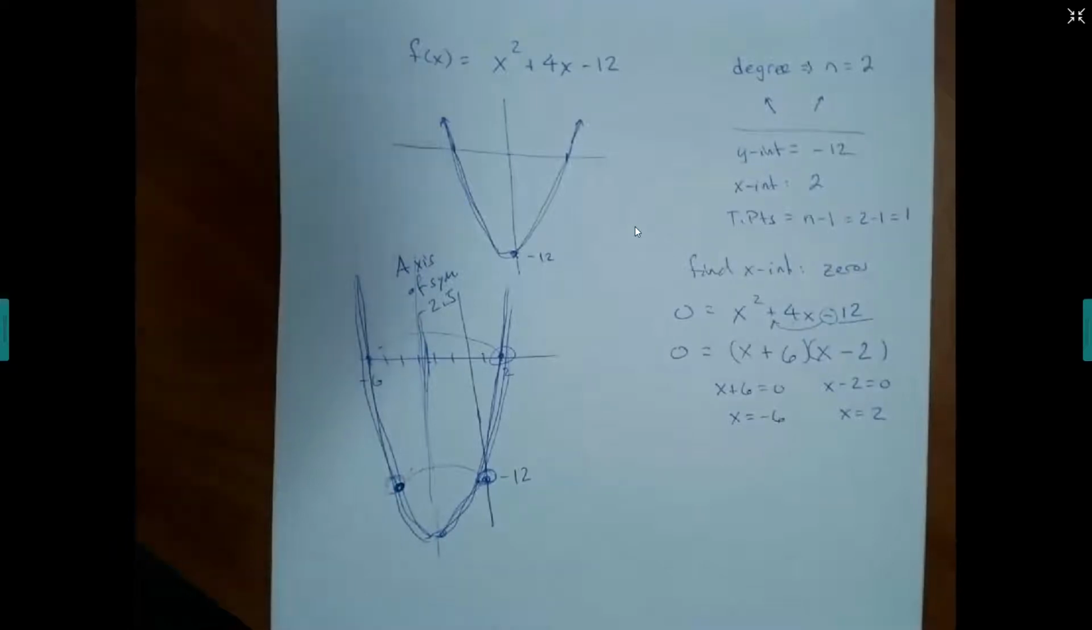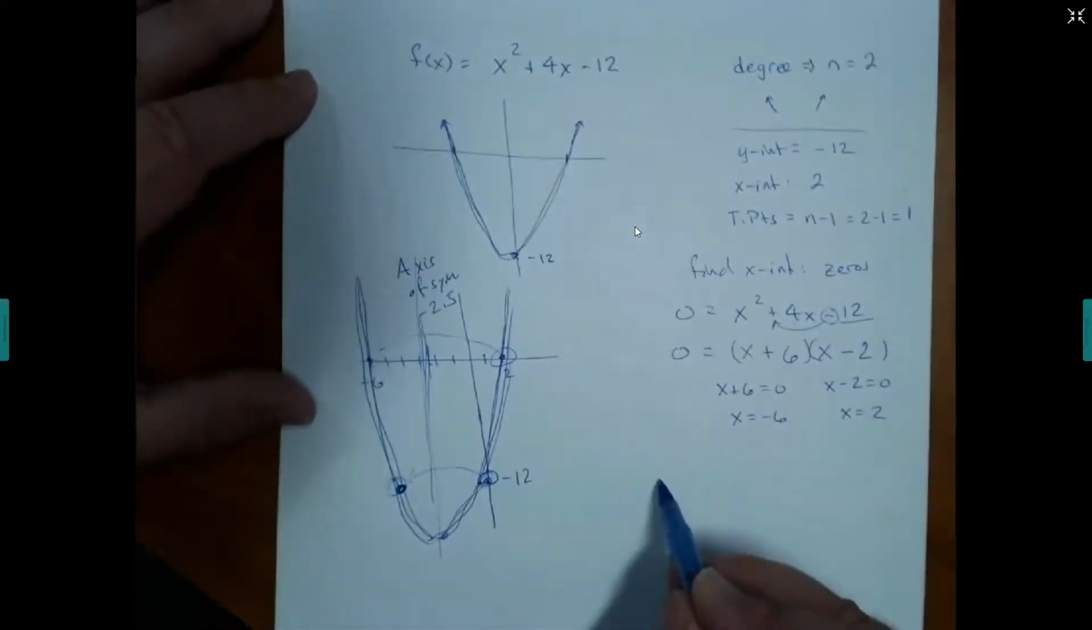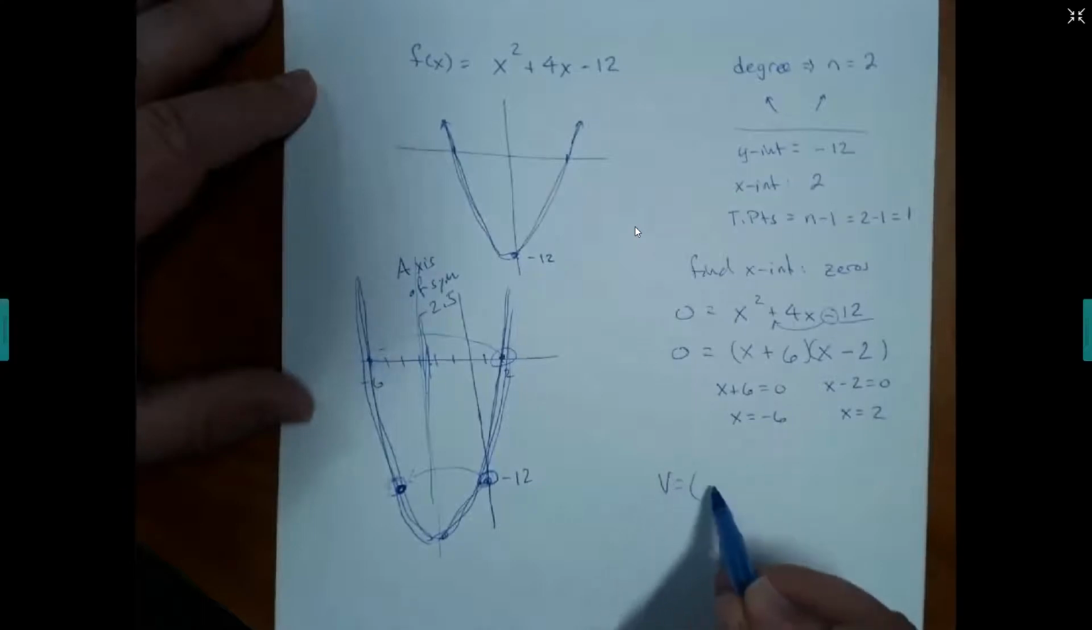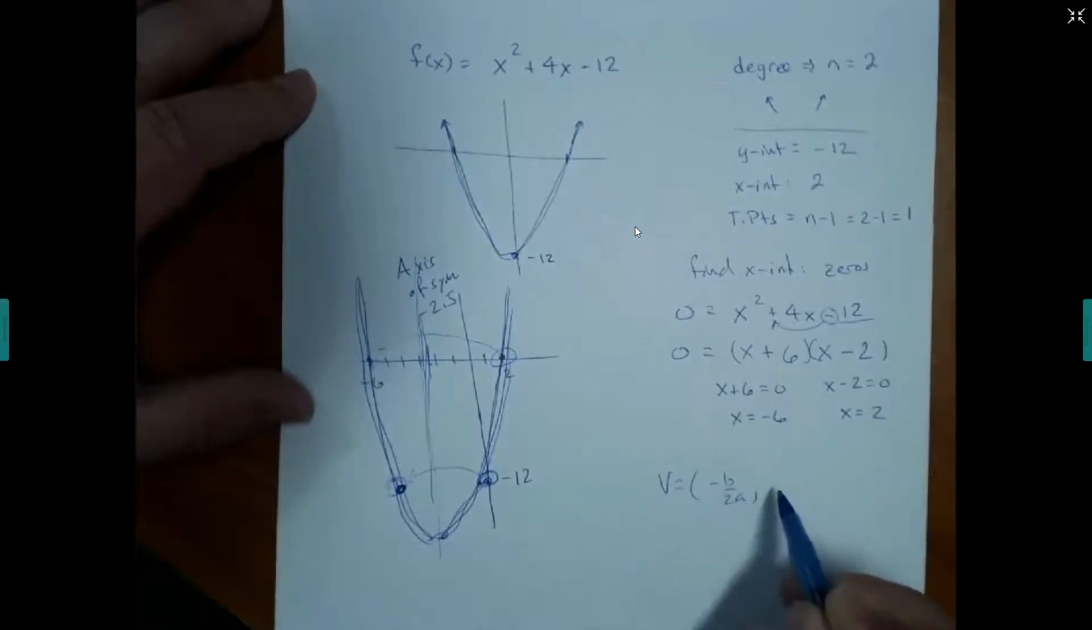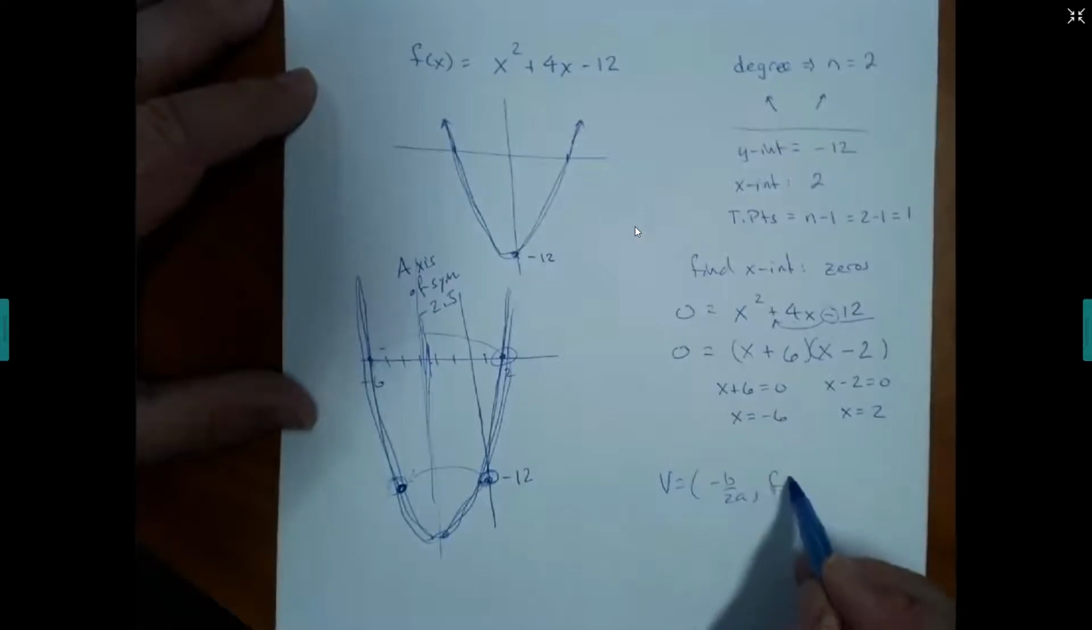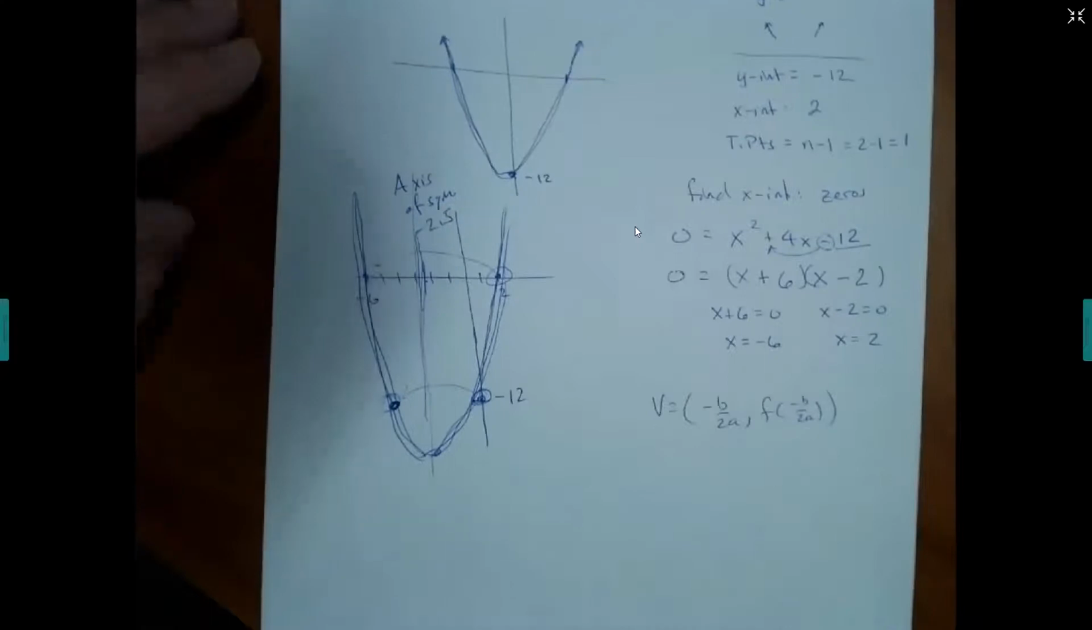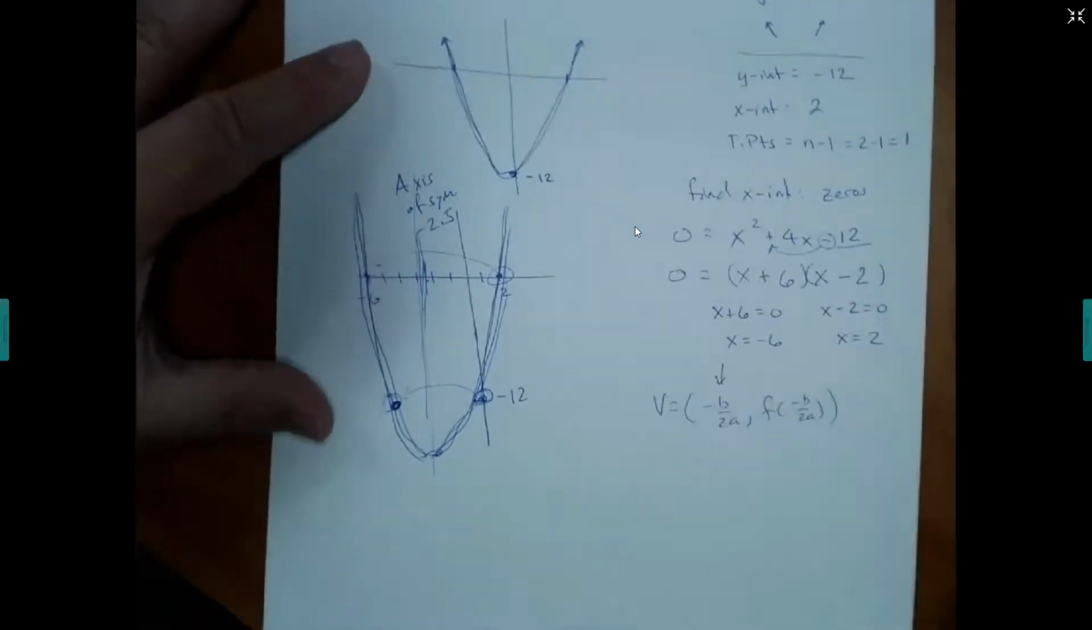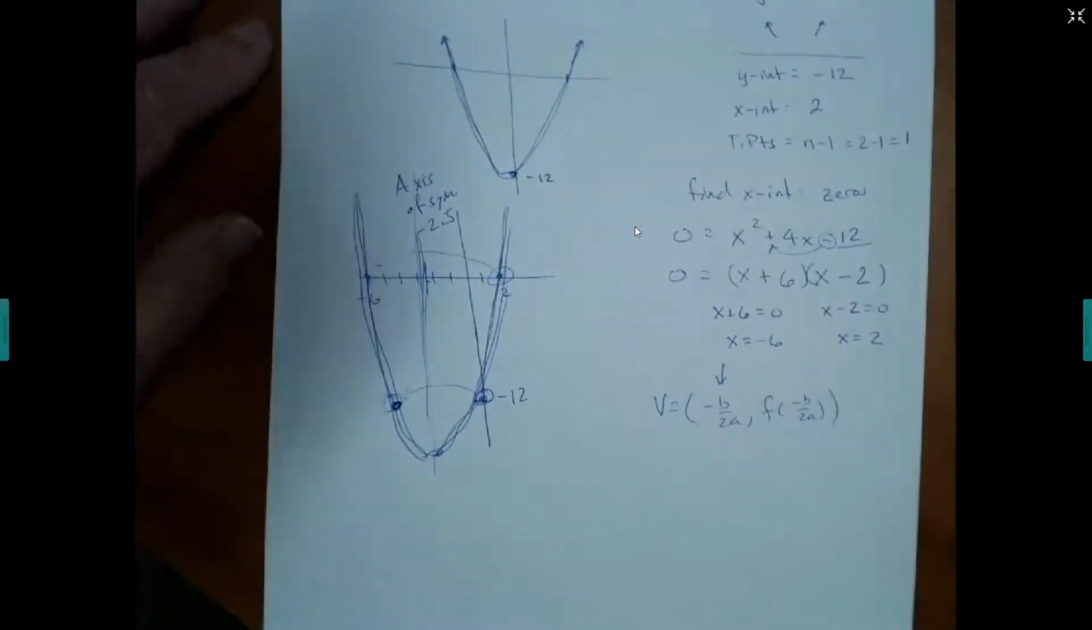Yeah, we can find the vertex by negative b over 2a. And does everybody remember where this part of the equation came from? The x value of the vertex?